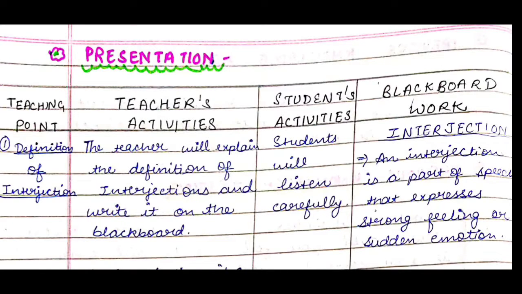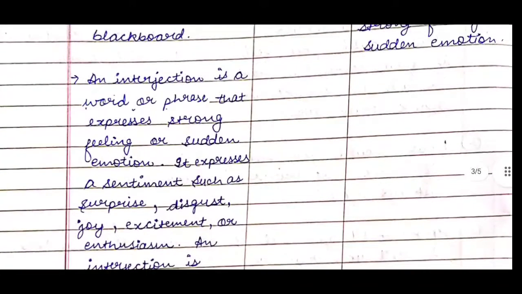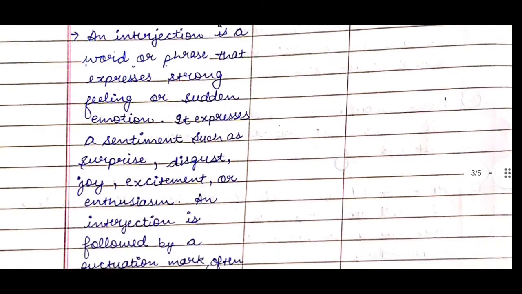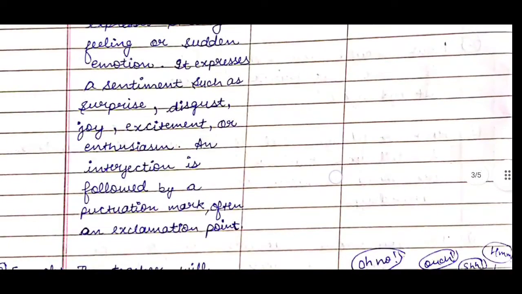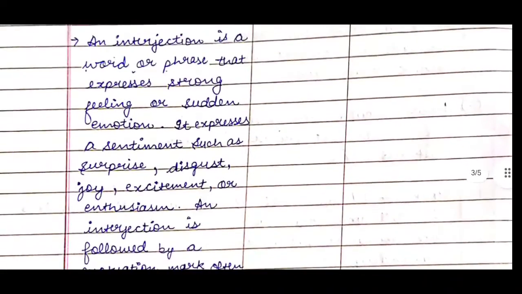First teaching point is definition of interjection. First we will tell them what interjections are. The teacher will explain the definition of interjections and write it on the blackboard. The teacher will say, an interjection is a word or phrase that expresses strong feeling or sudden emotion. It expresses a sentiment such as surprise, disgust, joy, excitement, or enthusiasm. An interjection is followed by a punctuation mark, often an exclamation point.